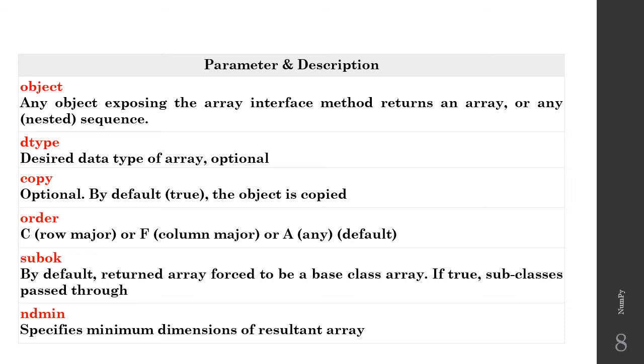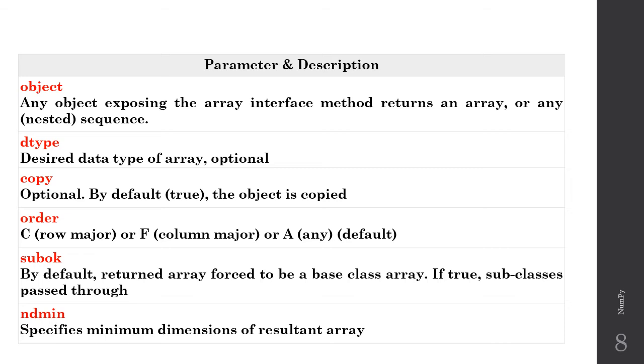The dtype parameter is the desired data type of the array. It is optional. Copy is again an optional parameter. By default, the value of copy is true. This parameter specifies if the object is copied or not. And next is order. Order value can be C, F or A.